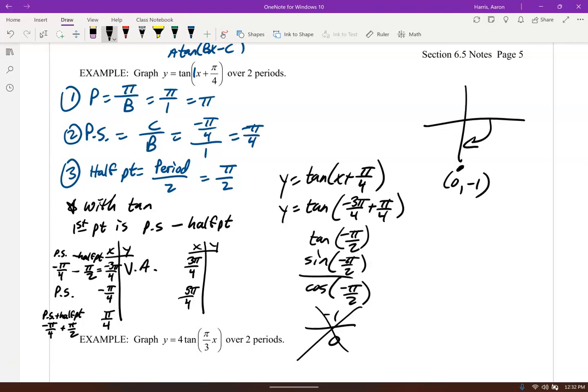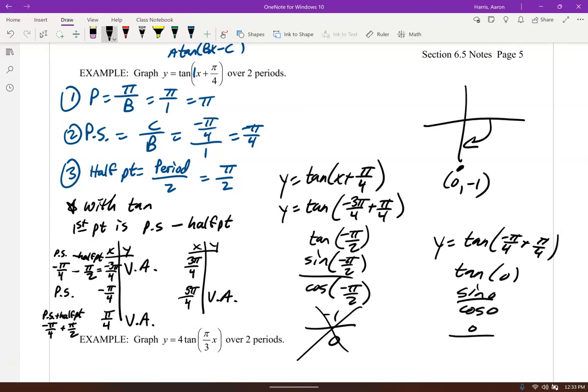So the negative pi fourths is going to give me the next intercept, but the pi fourths will give me another vertical asymptote. The 3 pi fourths will give me another intercept, and then the 5 pi fourths will give me a vertical asymptote. So let's throw in negative pi fourths now. So negative pi fourths plus pi fourths, I got tangent of 0. So sine of 0 over cosine of 0. Well, sine of 0 is 0, cosine of 0 is 1, so I got 0 over 1, which is 0. See how that works? And these are giving me some nice points. Same thing for the 3 pi fourths. So now I can kind of graph this thing.